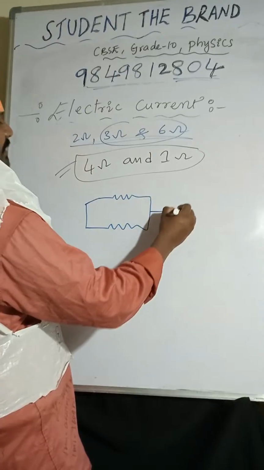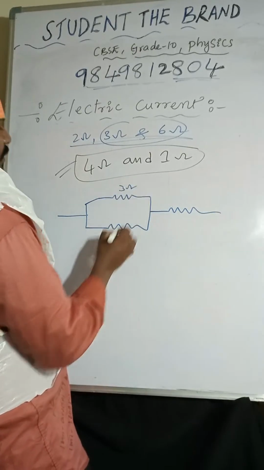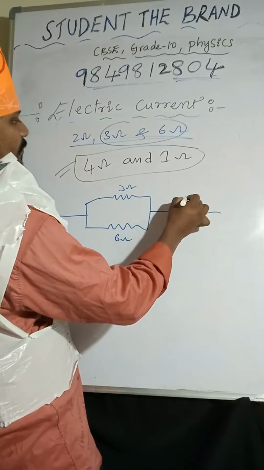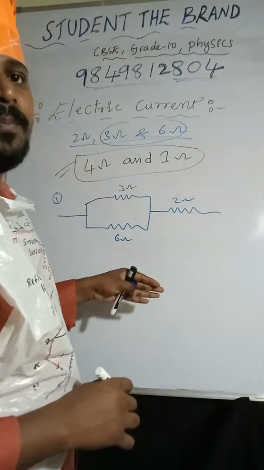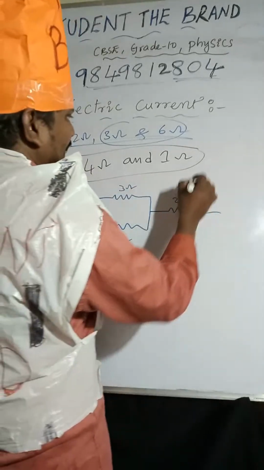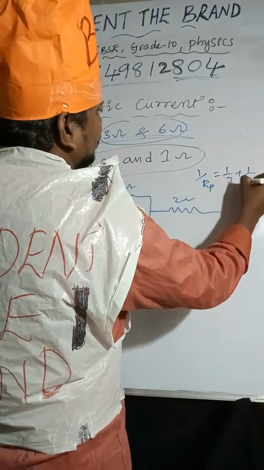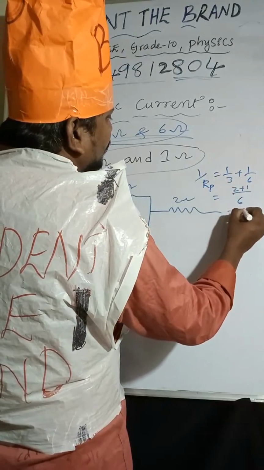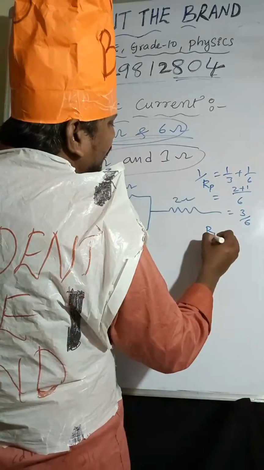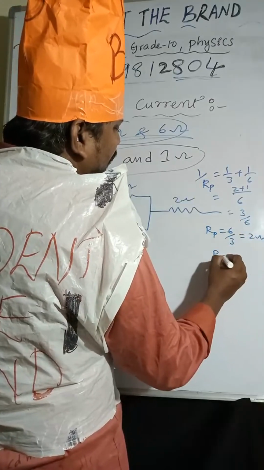and one value in series, like one resistor. So 3 ohm, 6 ohm and 2 ohm. First, you do this one: 1 by 3 plus 1 by 6. So 1 by Rp equal to 1 by 3 plus 1 by 6. Then you will get 2 plus 1, 3 by 6. So Rp equal to 6 by 3, that is 2 ohm.